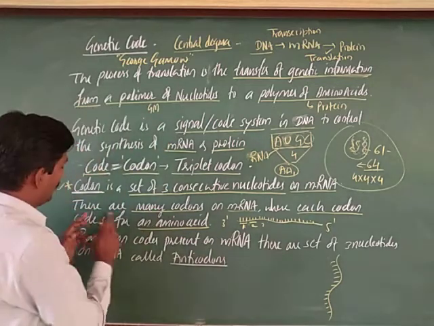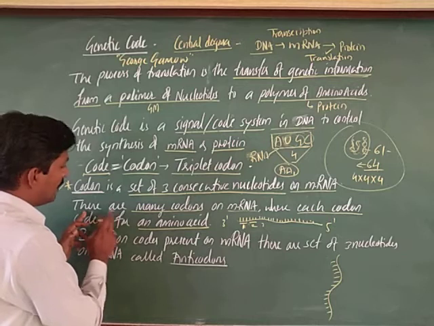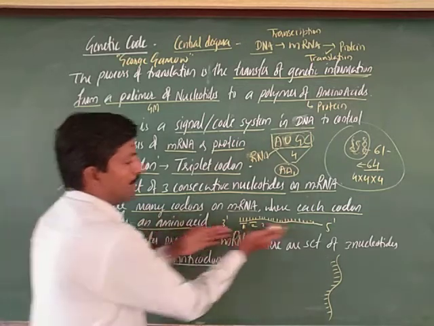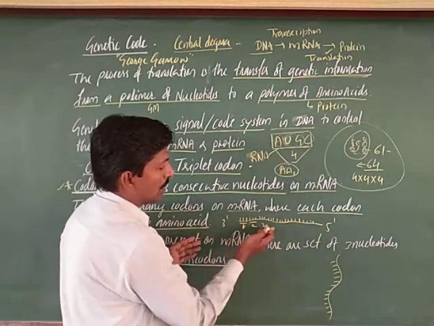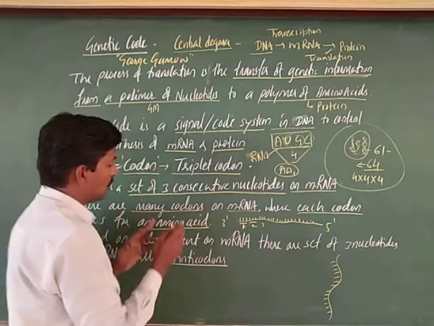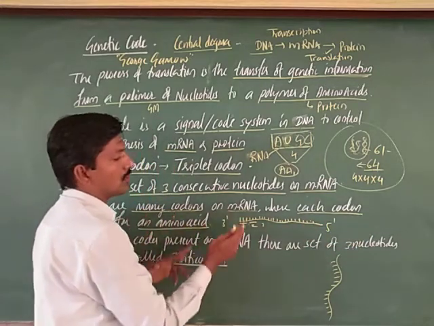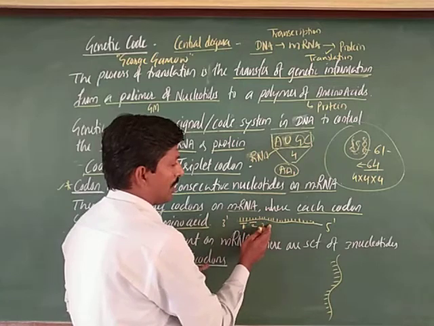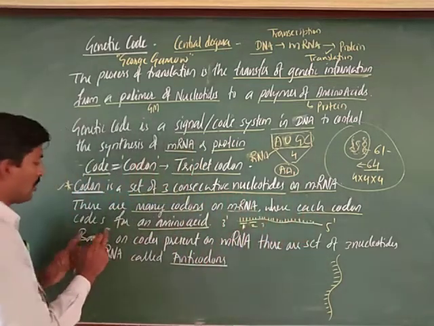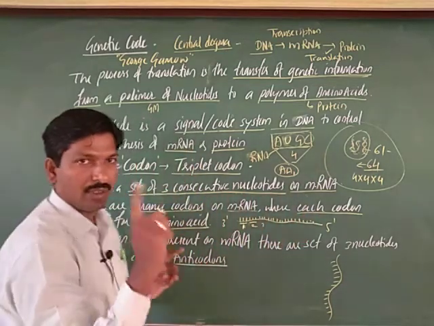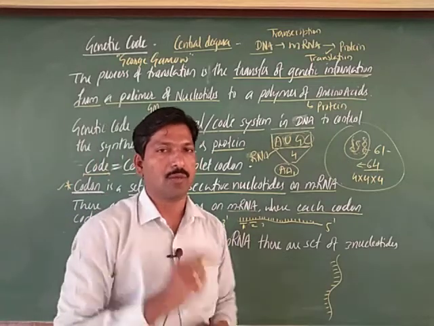So understood now? According to this line, there are many codons, 1, 2, 3, 4, like triplets. So there are many triplet codons present on the mRNA, where each codon codes for an amino acid. Each codon codes for an amino acid, right.